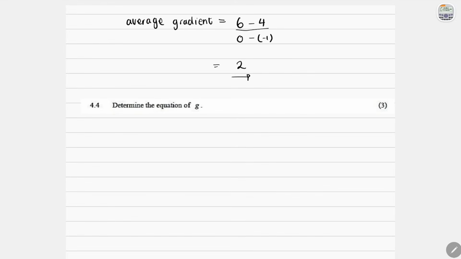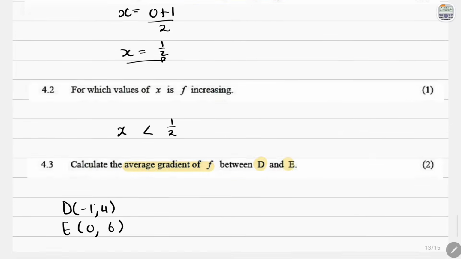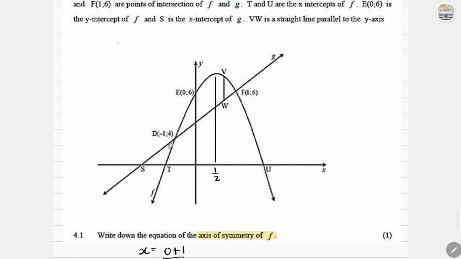The next question says, determine the equation of g. So let's see what we have and how we can actually find g. Do you see that the graph of g passes through 2 points?